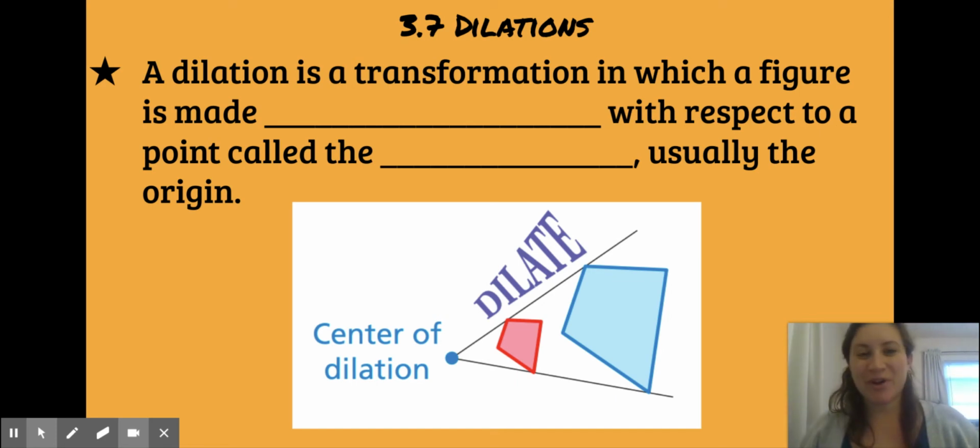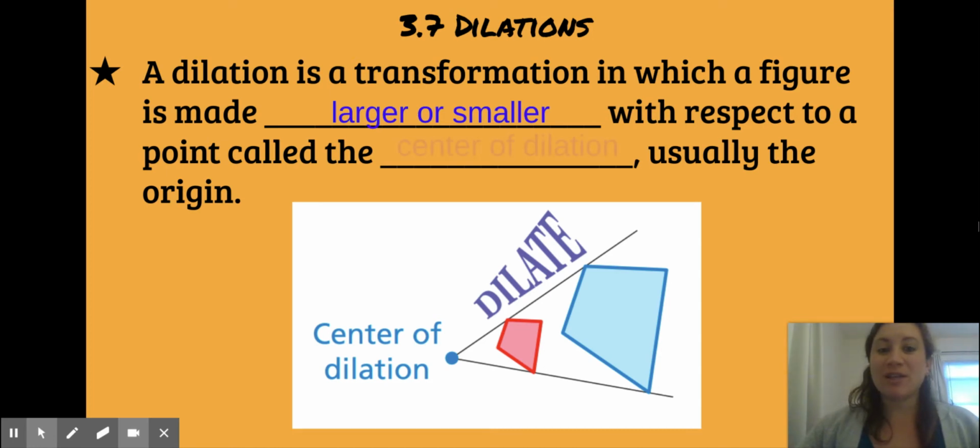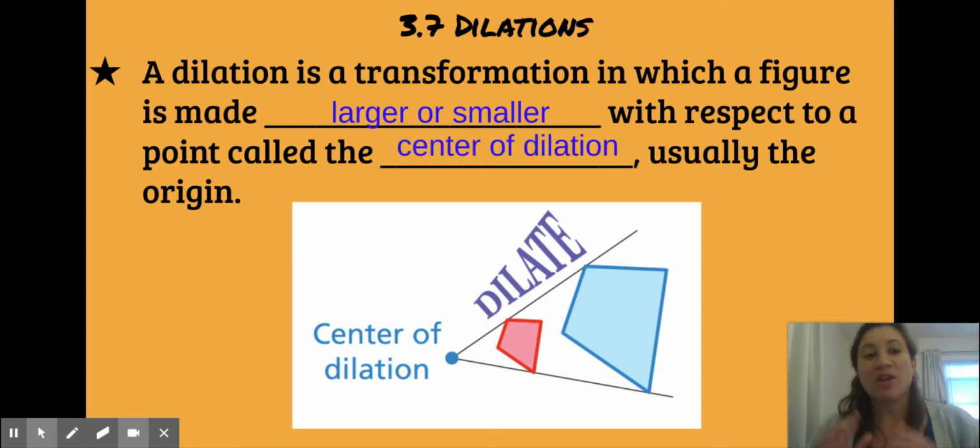Hi all, so today we are going to be talking about dilations. A dilation is a transformation in which a figure is made larger or smaller with respect to a point called the center of dilation. Usually it's the origin (0, 0).